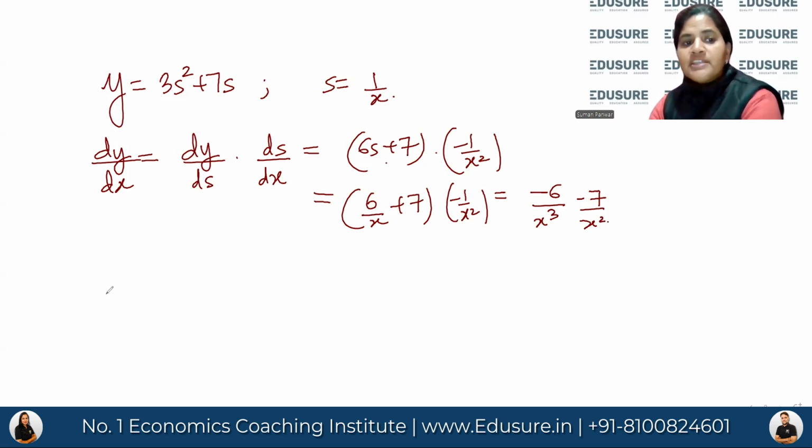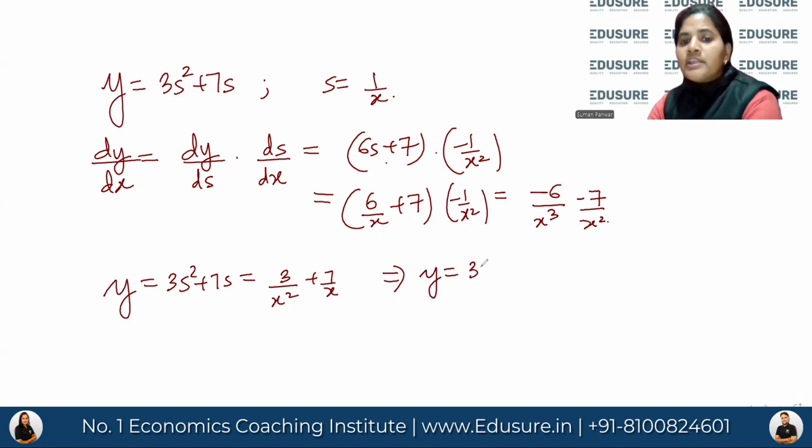Let us try to do it by substitution. So y is equal to 3s square plus 7s. Put the value of s, which is 1 by x. So 3 upon x square plus 7 upon x. So this implies that y is equal to 3x power minus 2 plus 7x power minus 1.